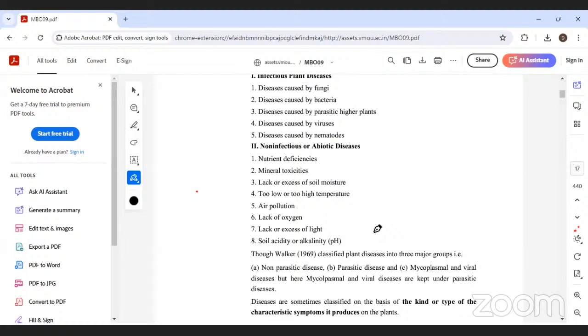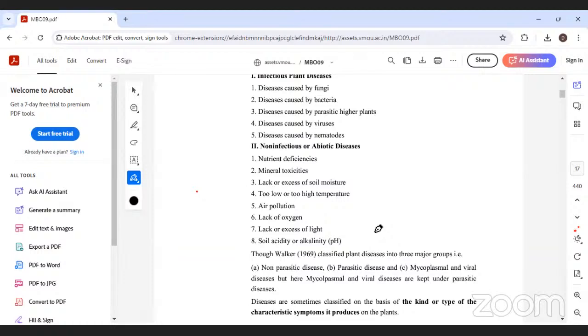Non-infectious diseases are abiotic diseases. First one is nutrition deficiency. Second one, mineral toxicity. Third one, lack or excess of soil moisture. Fourth one, too low or too high temperature.